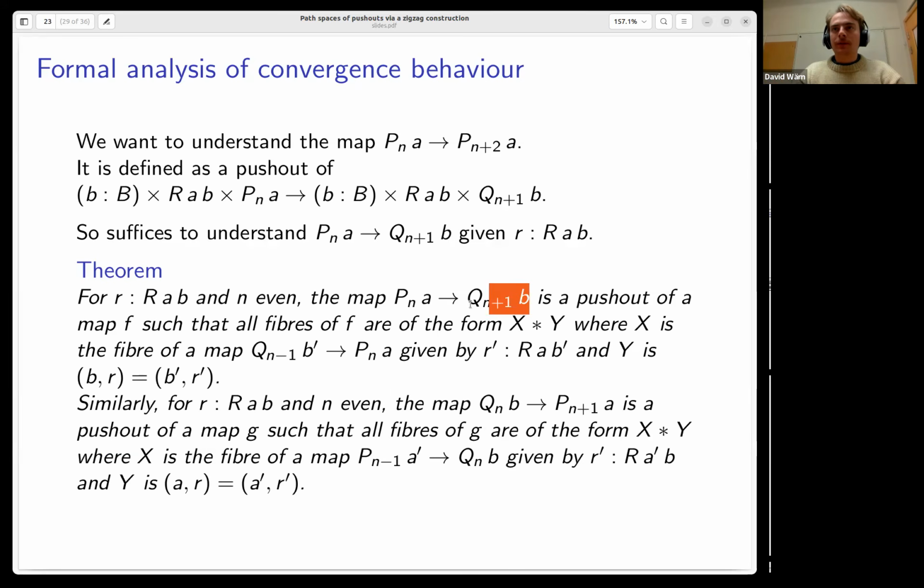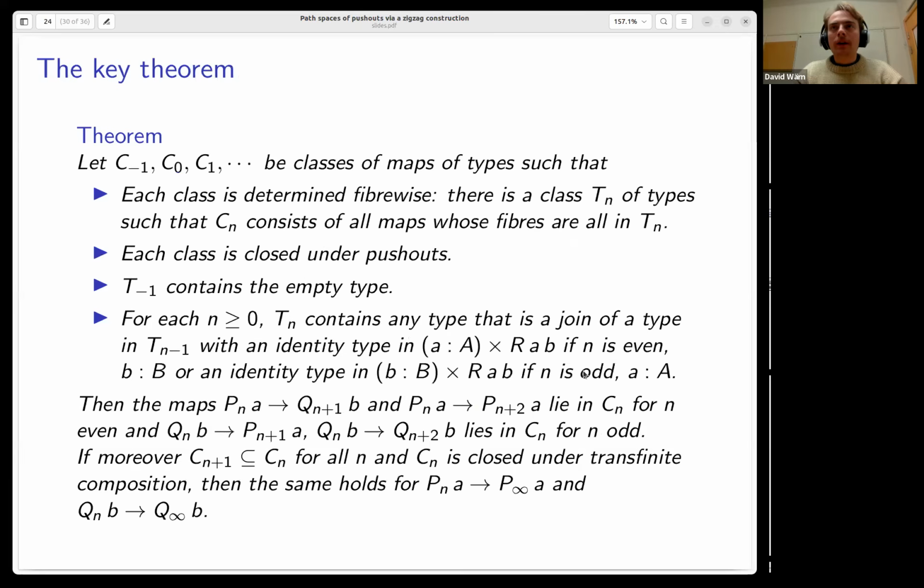So this part describes this map in terms of this map, and then if we change n, we can go back and forth between these two maps. Okay, so that was a more precise theorem, and then here's a kind of coarser but more easily usable theorem.